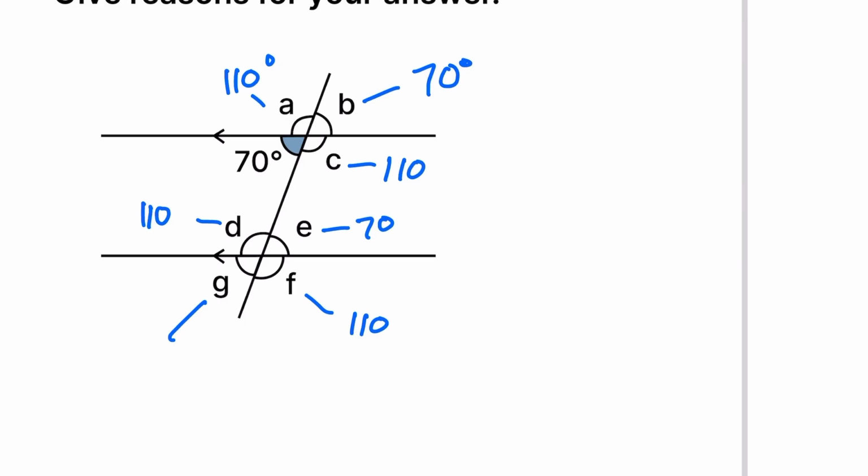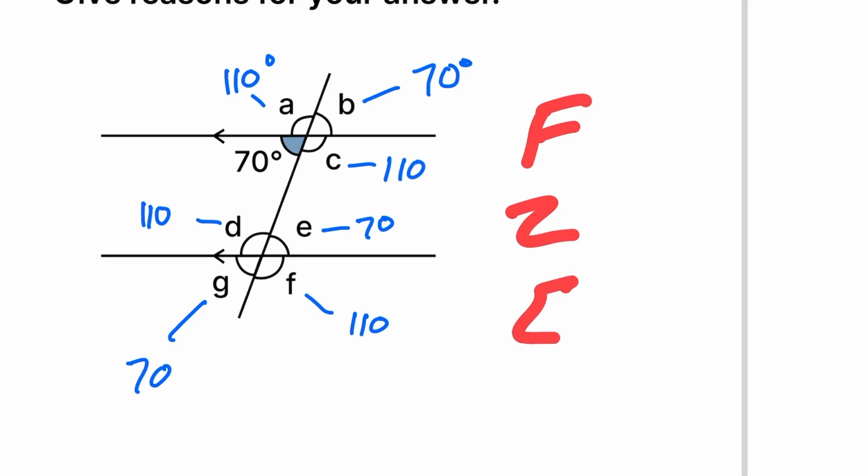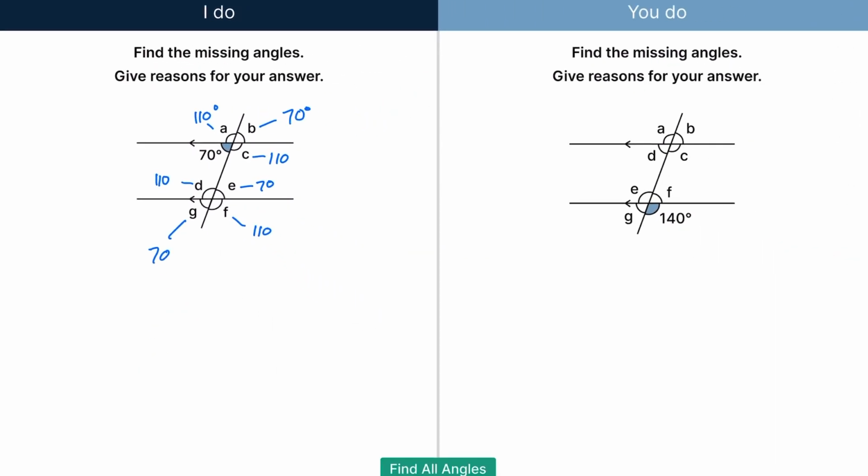And G is just the opposite to E, so that's 70. So hopefully you can see how just by being given one angle, I was able to figure out all the rest. And you can use different rules. You could use the F, you could use the Z, you could use the C, you could use the fact that angles on a straight line are 180. You could use all of this to find all of these. So that's really important to know, okay?